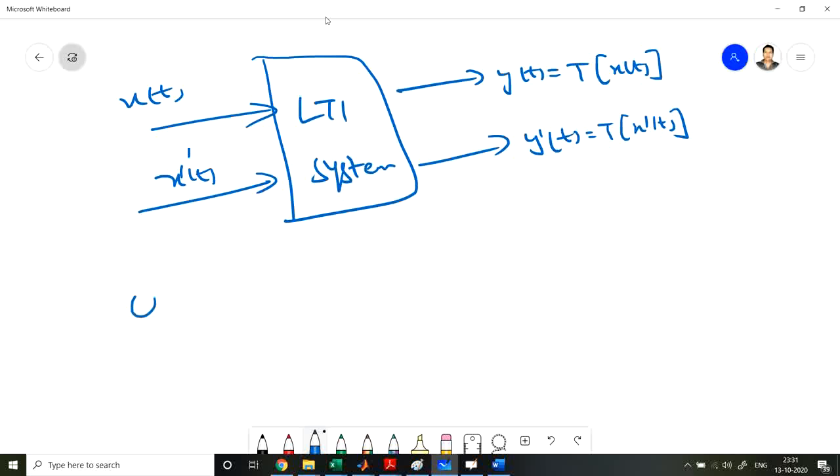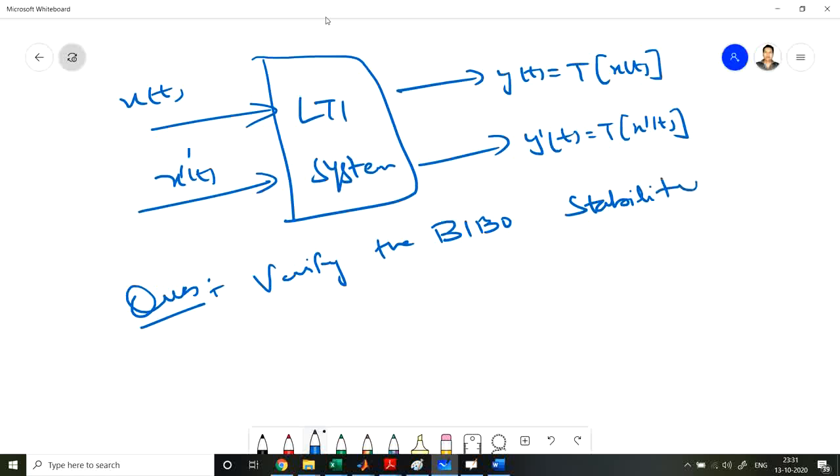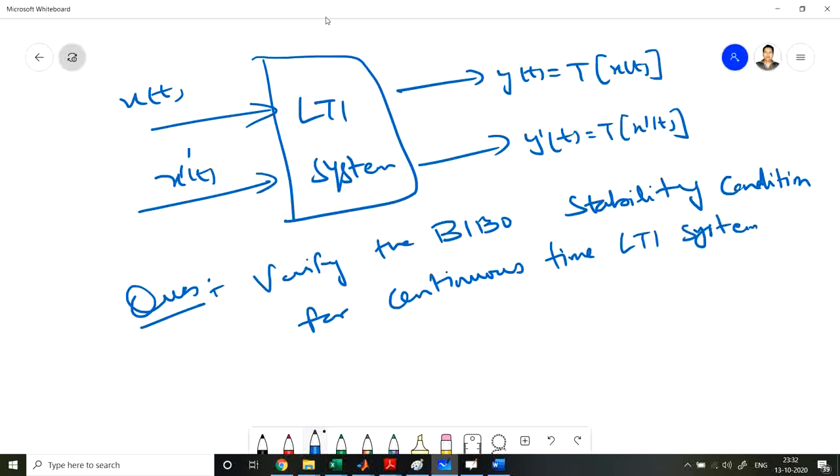Now let us solve another problem. The problem is: verify the bounded input, bounded output stability condition for a continuous time LTI system. We have to verify the BIBO stability of the continuous time LTI system.